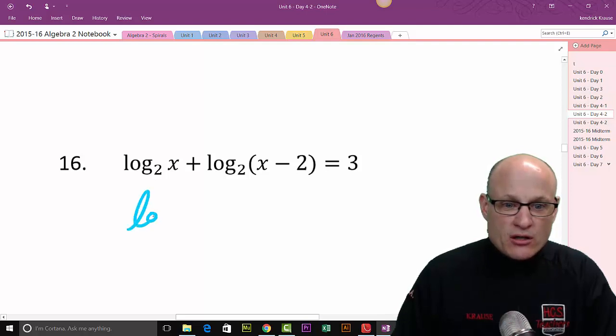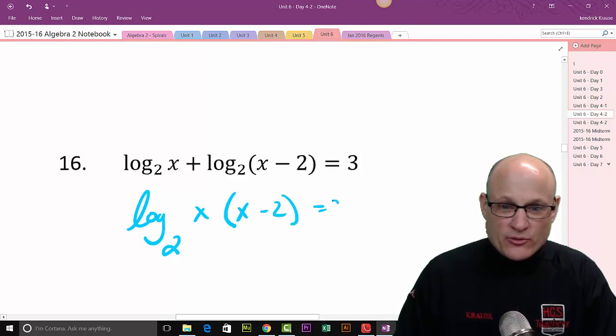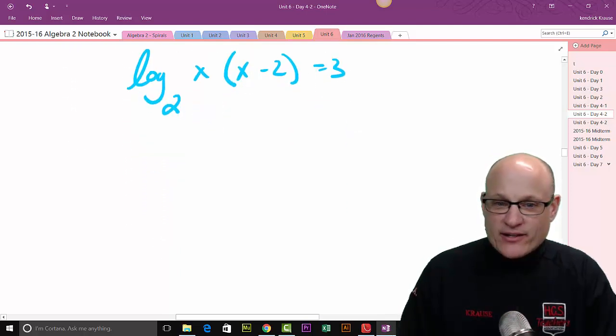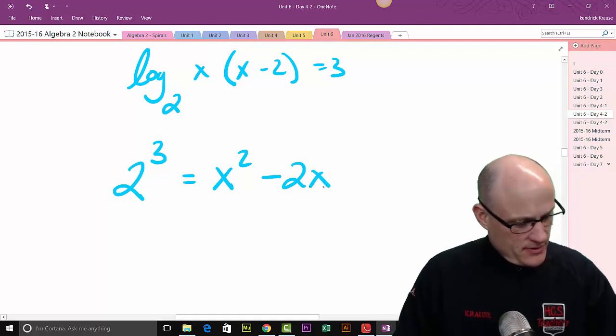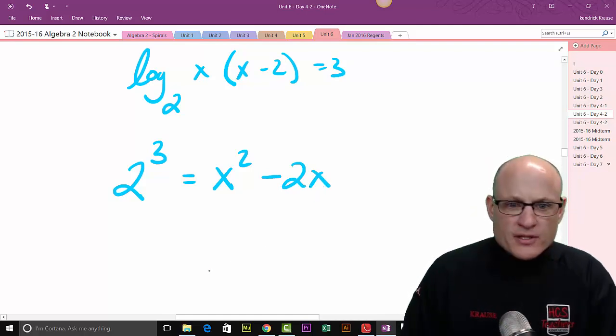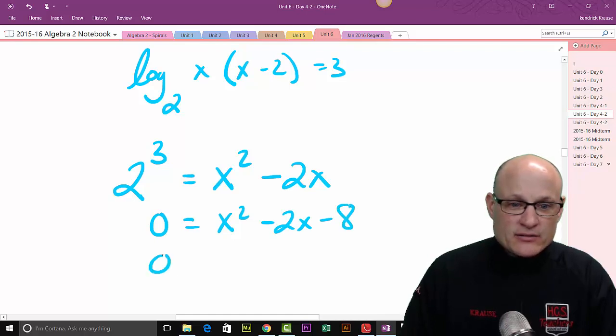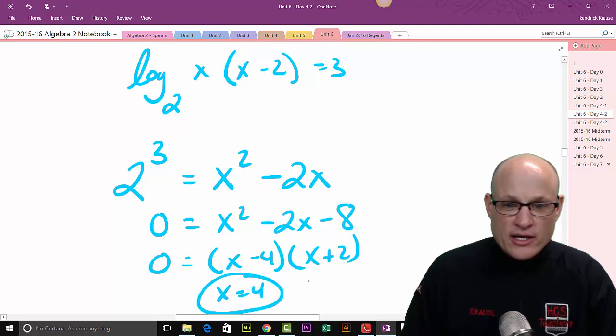All right, we got addition. We're going to condense them. So it's log base 2 of x times x minus 2 equals 3. It's all about that base. So 2 cubed equals x squared minus 2x. This is 8, so I'm going to bring 8 over. 0 is equal to x squared minus 2x minus 8. X minus 4, x plus 2. So my two answers are x equals 4 and x equals negative 2.